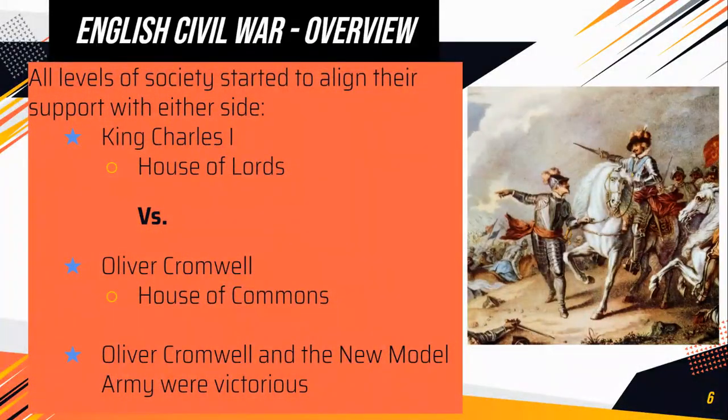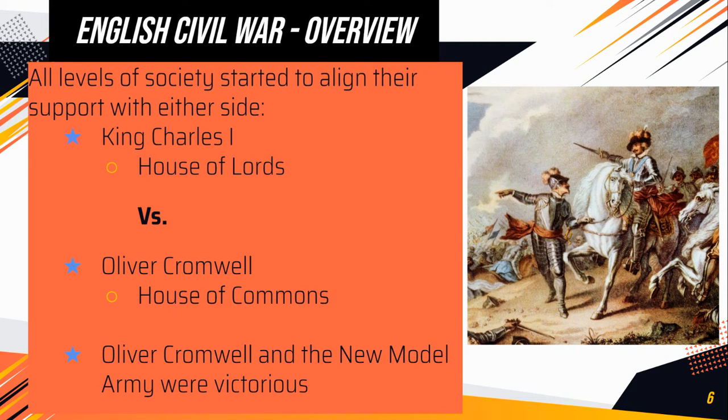Okay, so now let's do a little overview of the English Civil War. Basically, everybody in England, because of the Civil War, has to support one side or the other. And here are our two sides. King Charles I is represented by the House of Lords, which is all the rich people in Parliament, and his own army that he already has because he's the king, versus this new individual we haven't introduced you to. His name is Oliver Cromwell.